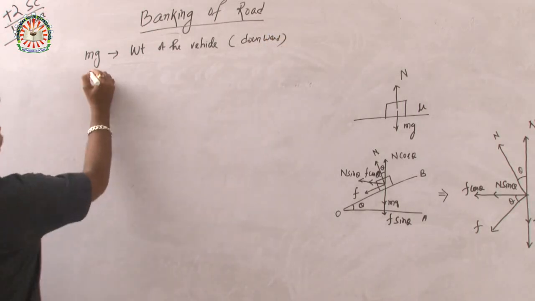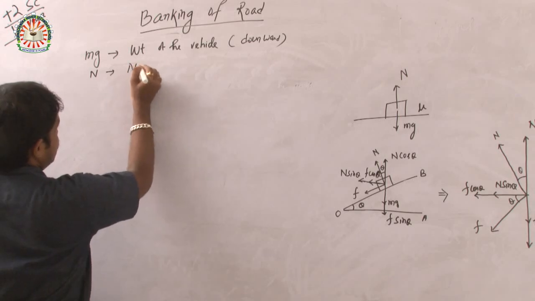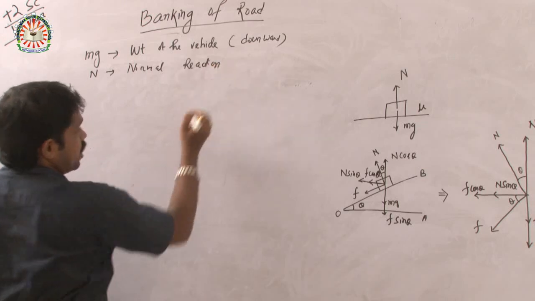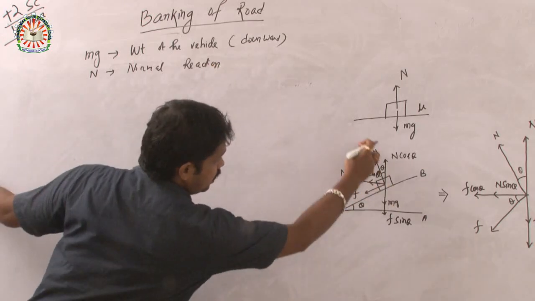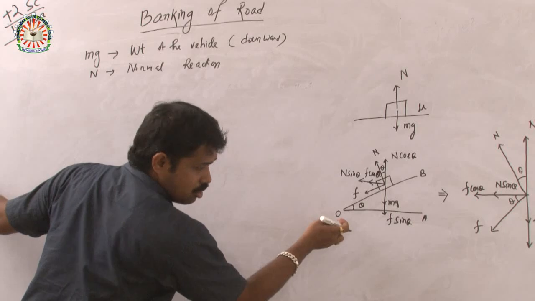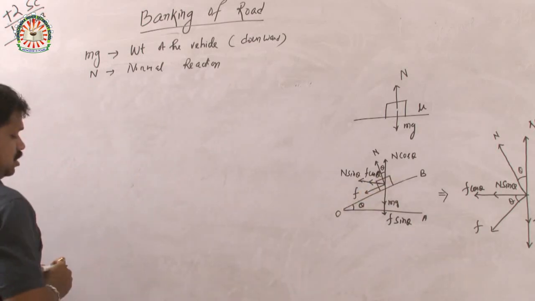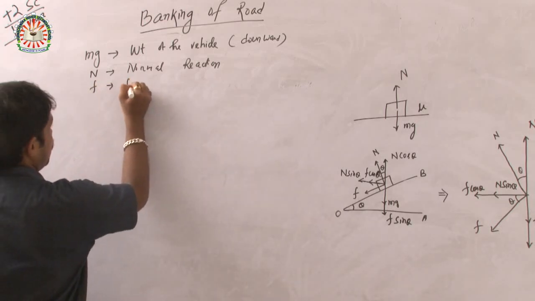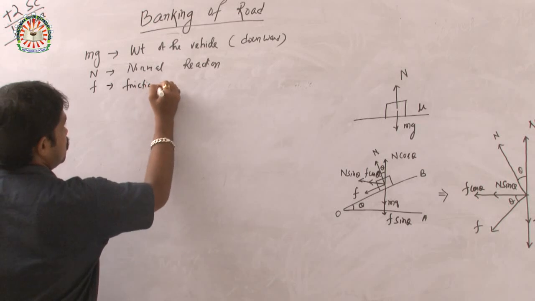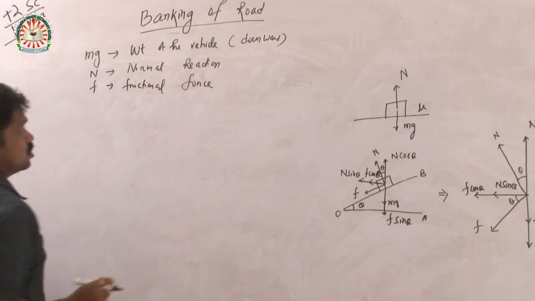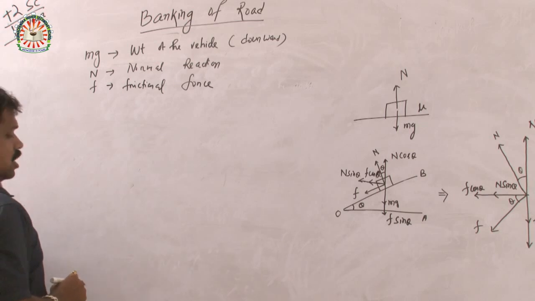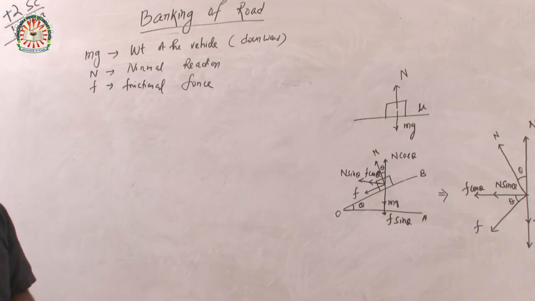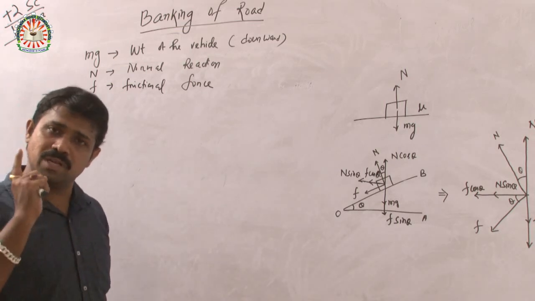Okay, clear? Then your n is the normal reaction, which is perpendicular to the road surface. Then F is your frictional force. Clear? Okay, so now one by one I want to resolve. Every force will be resolved.